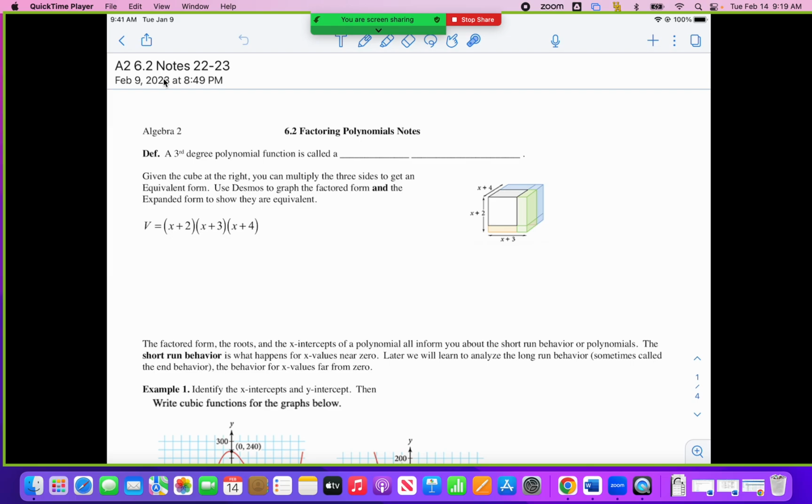Polynomial is called what? What do we call it when you're... polynomial? Cubic. So this is a cubic polynomial.